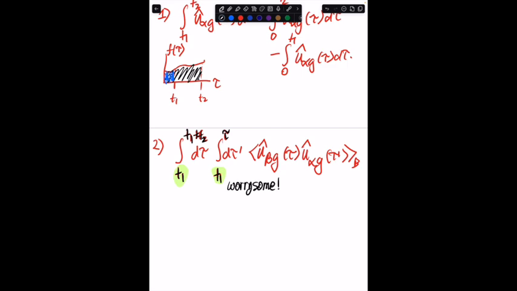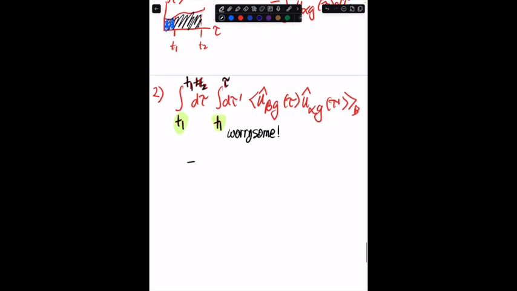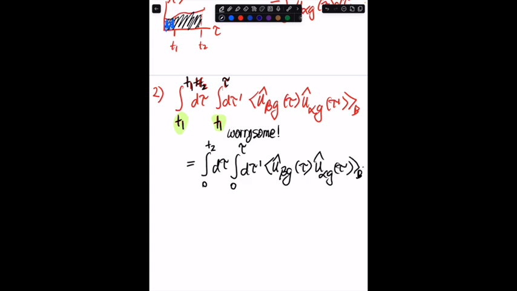So how would we do that? We can prove that this is equal to the integral from 0 to t2 d tau, the integral from 0 to tau d tau prime, of u hat beta g tau u hat alpha g tau prime. And then this would look something like your line shape function. Of course, you have the 1 upon h bar squared there. And how do we prove this?